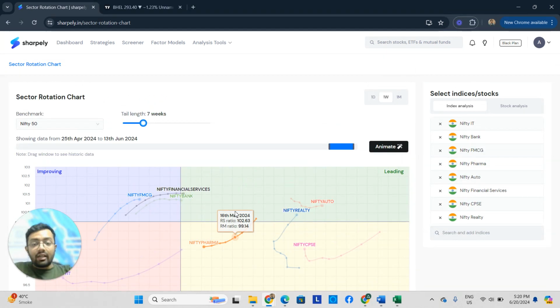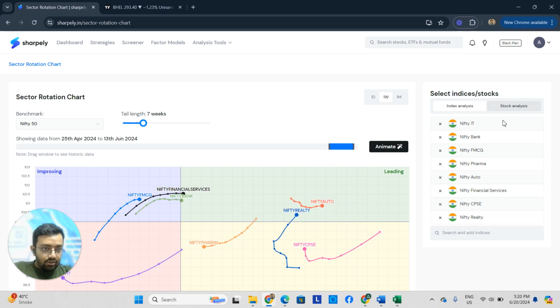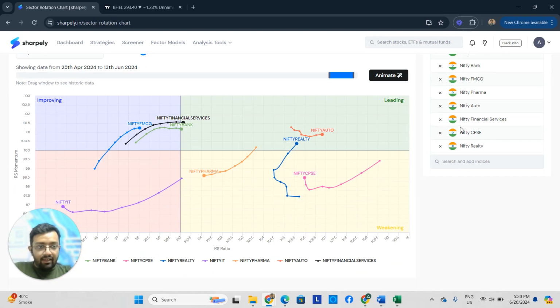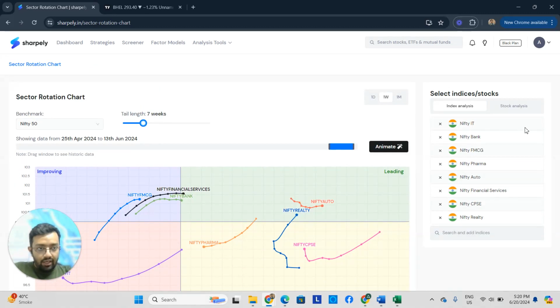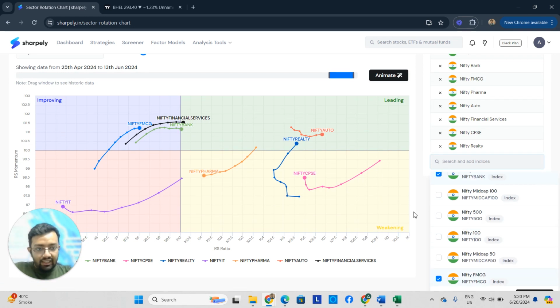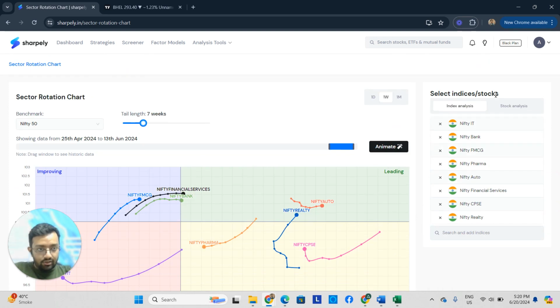Then you can look at the stocks as well. So, let's now look at the stocks. I'll jump into the stock analysis here. Before jumping into stock, here we have the option to add or remove the metrics. So, I can remove Nifty IT or anything, I can add more, right? I can add Nifty Next 50 or any other index of my choice.